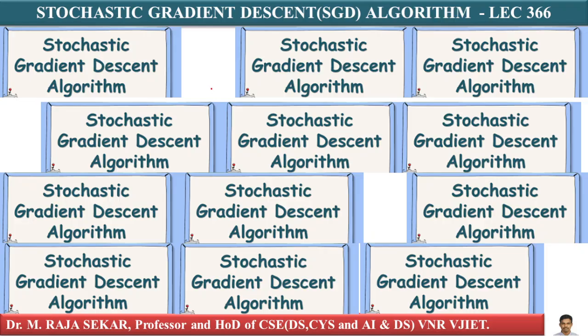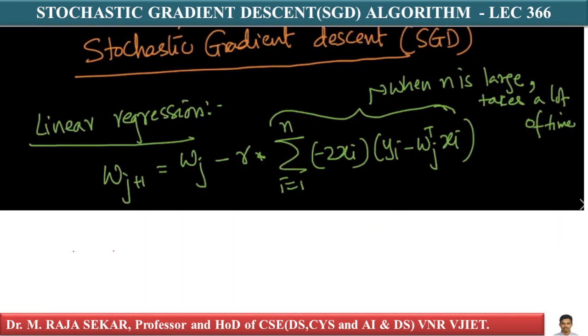We have seen in our previous lecture that in linear regression, the gradient descent update function looks like this, isn't it? What is that function? W_{j+1} = W_j - r * sum over i equal to 1 to n of (-2 x_i)(y_i - W_j^T x_i), isn't it?